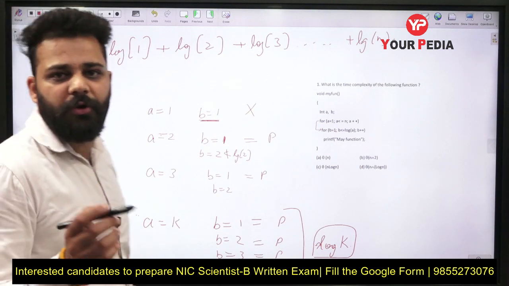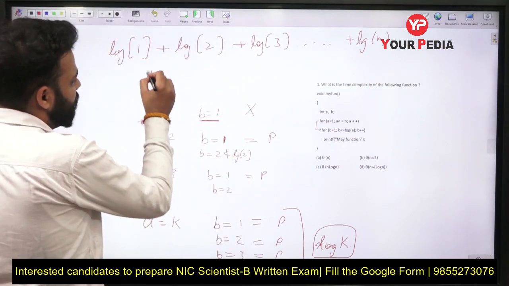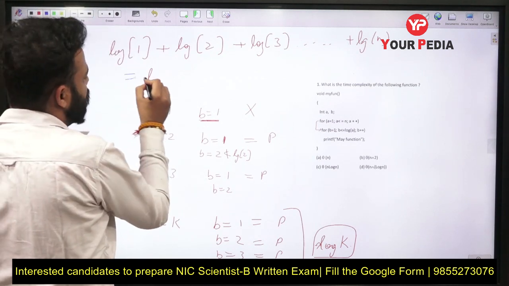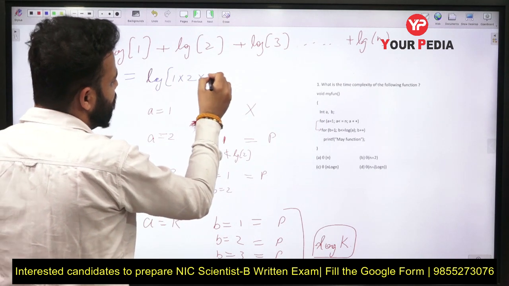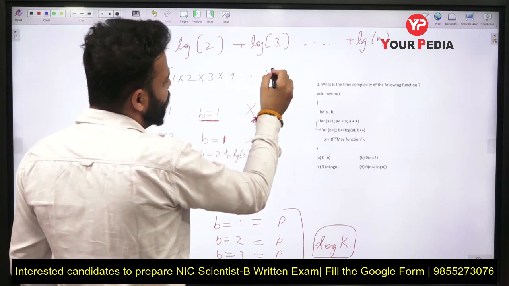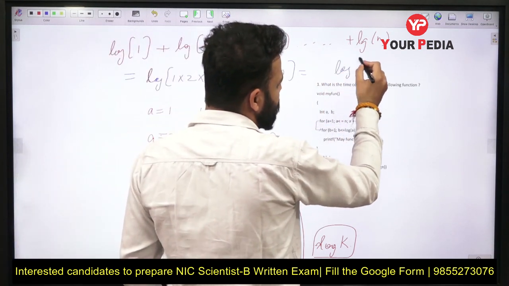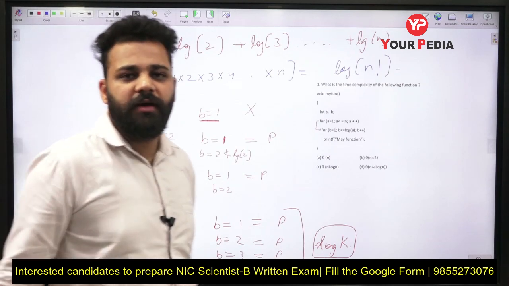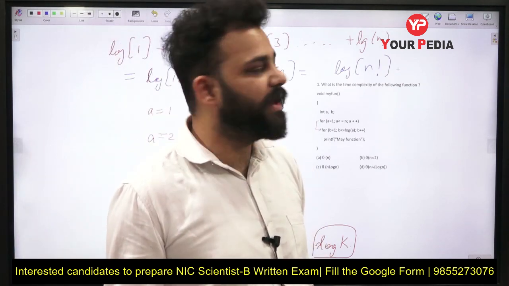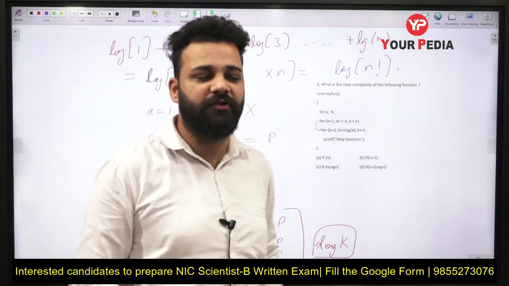Now if you use the property of log, if all the logs are in addition, you can convert them to one single log, and all the items inside will be multiplied up to n. Now this is nothing but n factorial. Now we calculate the time complexity in asymptotic terms and we use big O notation to calculate them.